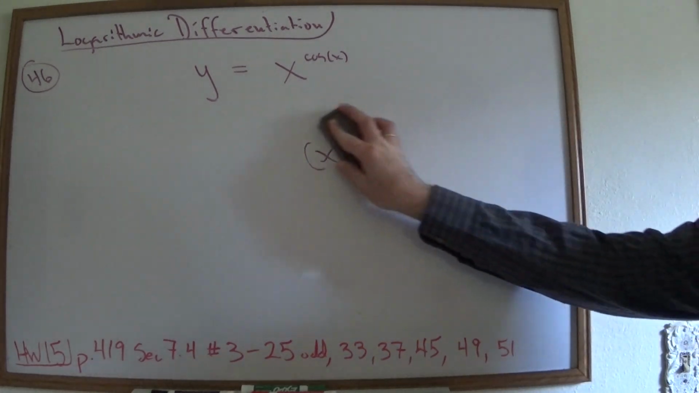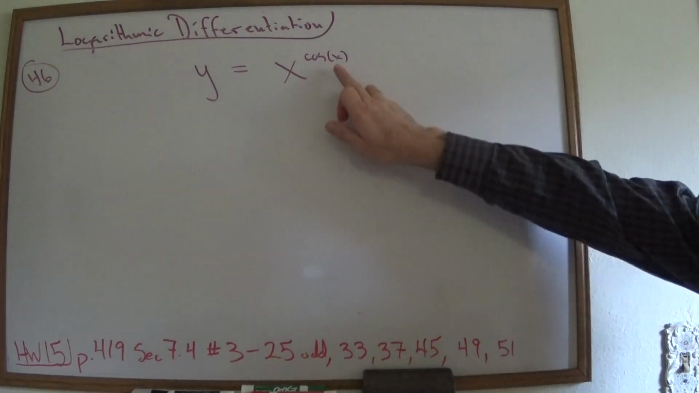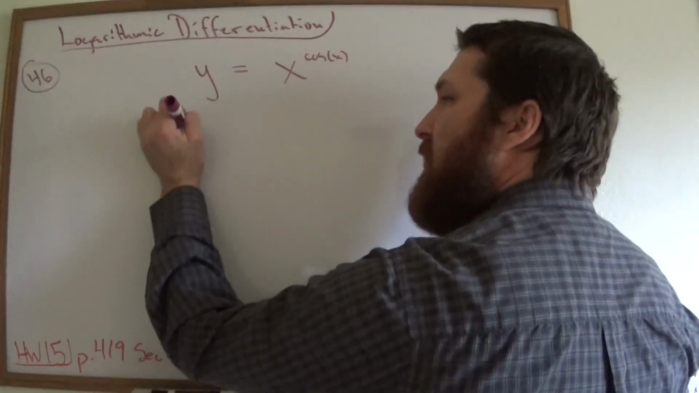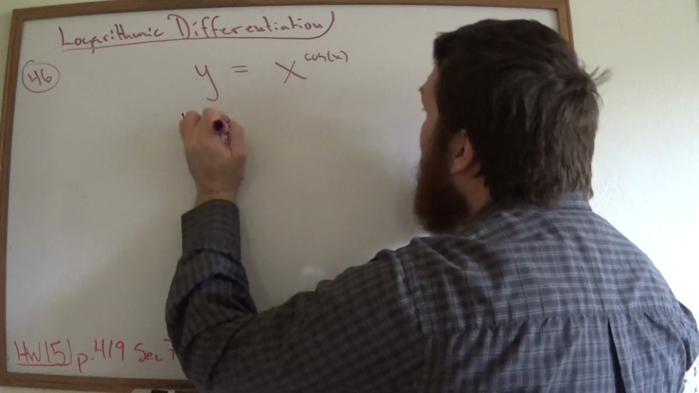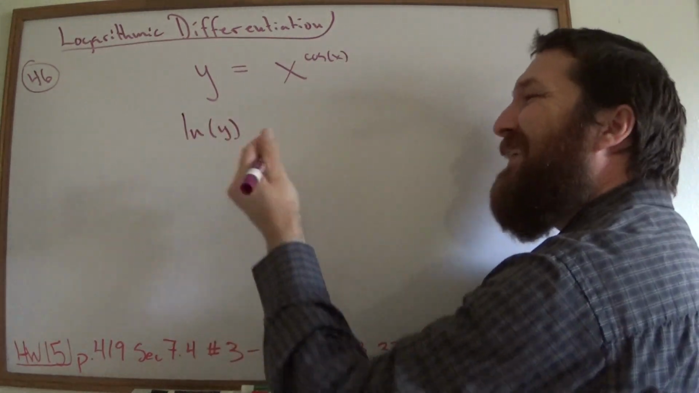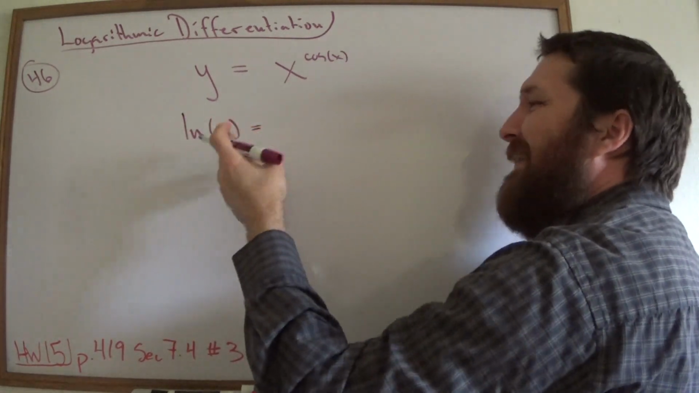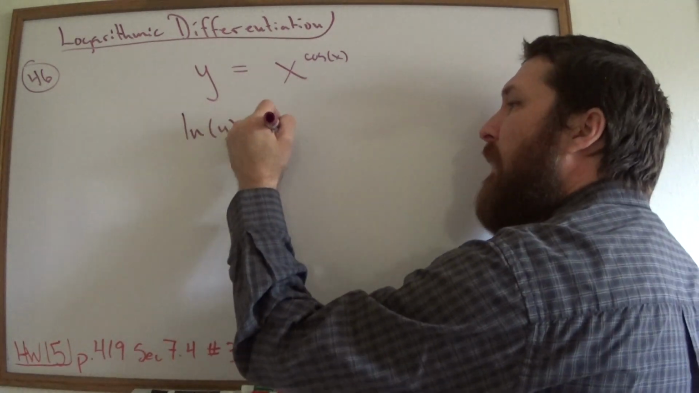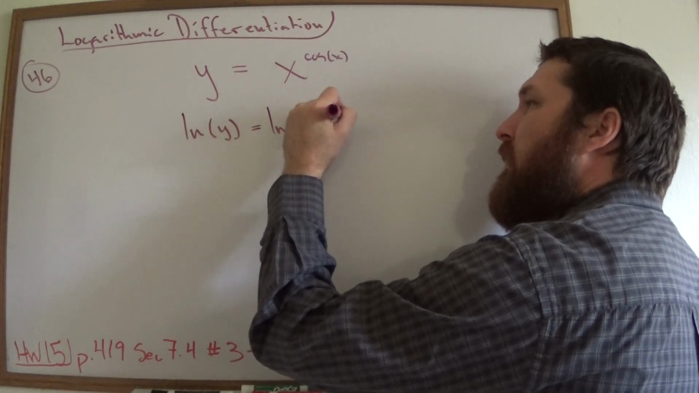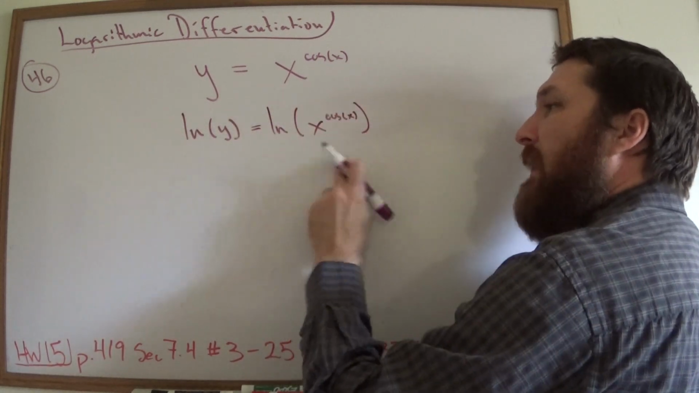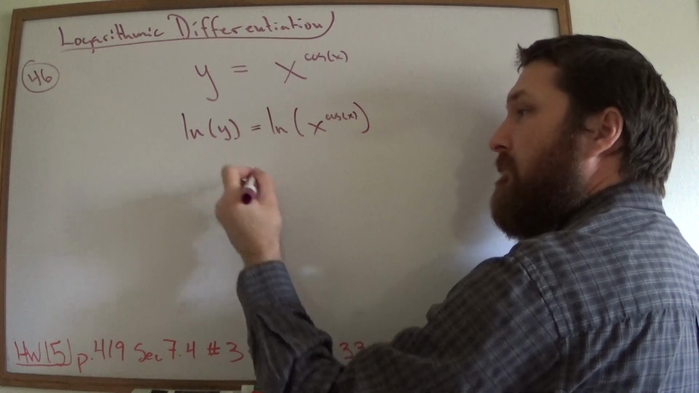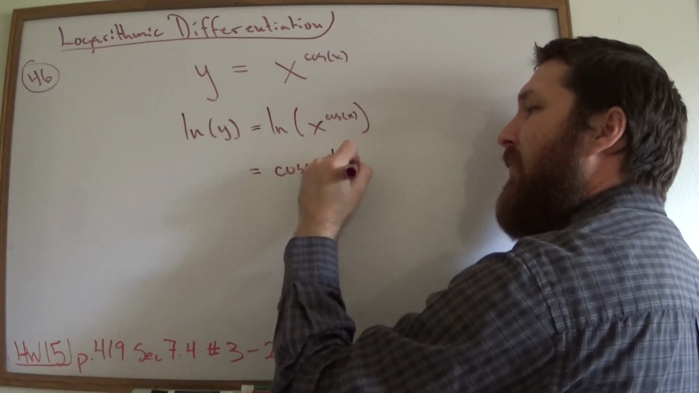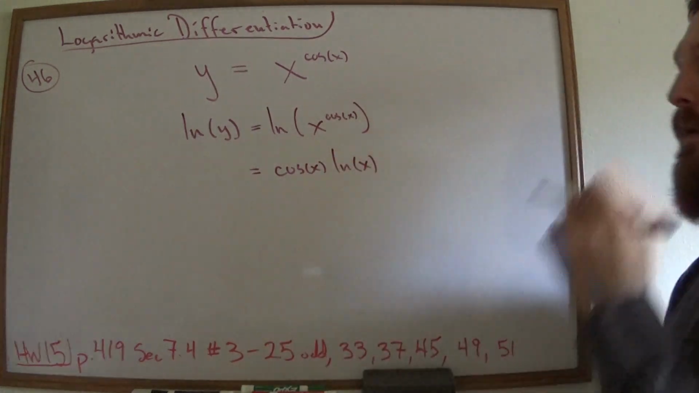But our favorite property of logs helps us when things are up here. Take the log of both sides. Not just any log. You could take any log, but it's going to make your life harder because you're going to have some log a popping out. So why do that? I'm going to take the natural log, which gives cosine x times log x. Bring the cosine down, because this is our favorite property of logs.